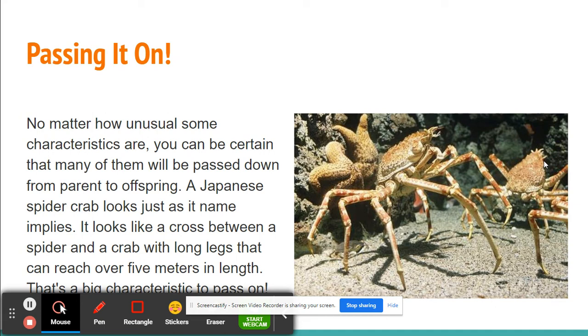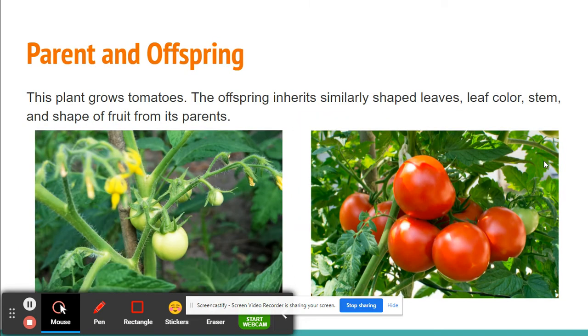No matter how unusual some characteristics are, you can be certain that many of them will be passed down from parent to offspring. A Japanese spider crab looks just as its name implies. It looks like a cross between a spider and a crab with long legs that can reach over 5 meters in length. That's a big characteristic to pass on. So this plant grows tomatoes. The offspring inherits similarly shaped leaves, leaf color, stem, and the shape of the fruit from its parents.